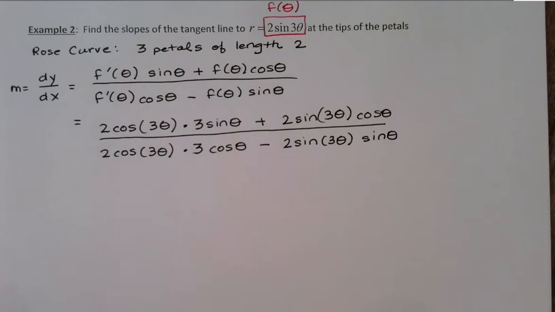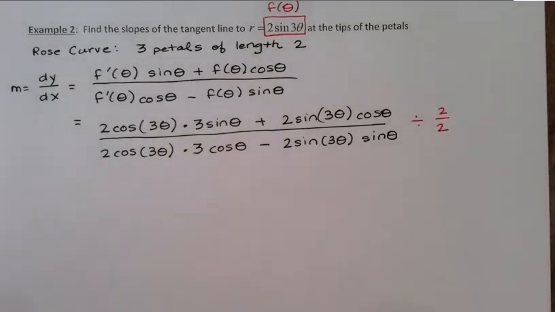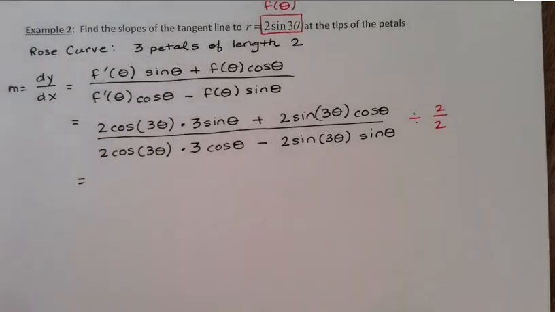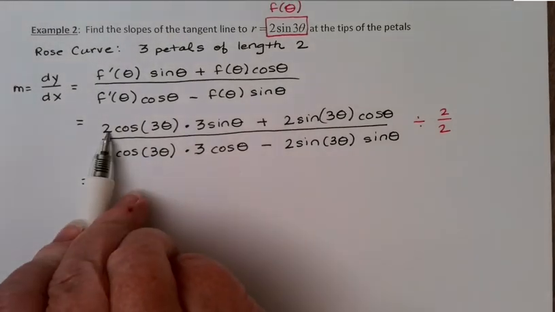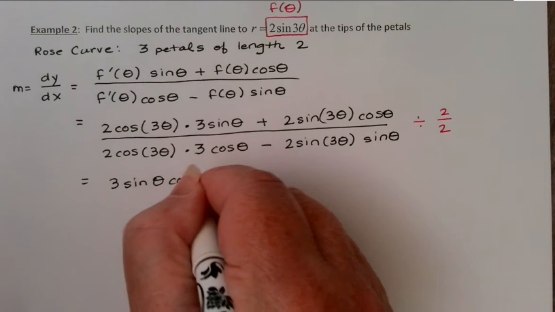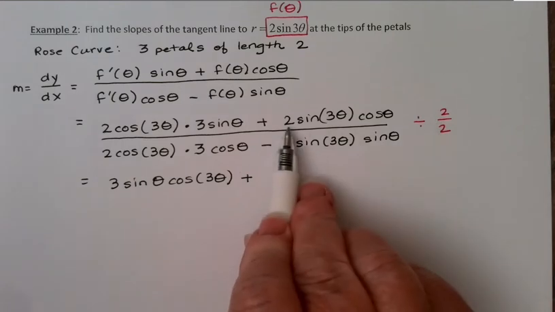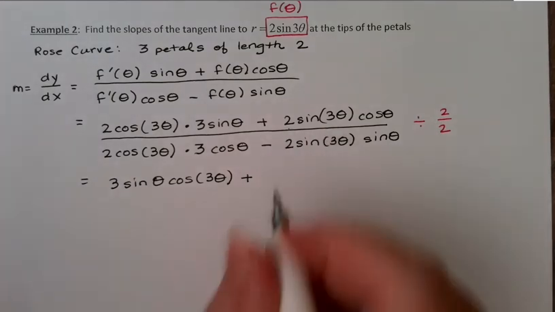All right, not a whole heck of a lot I can do with this. This time, because I've got different arguments, I don't have things that go together quite as well. What I can do, it looks like I could probably divide a 2 out of every term, so just to keep things as small as possible, I'm going to divide by 2 over 2 as I make the minor simplifications here. So that's going to get rid of the 2 here, and I'll have 3 sine theta cos 3 theta plus, again I'm dividing out that 2, so I would just have sine 3 theta cos theta.